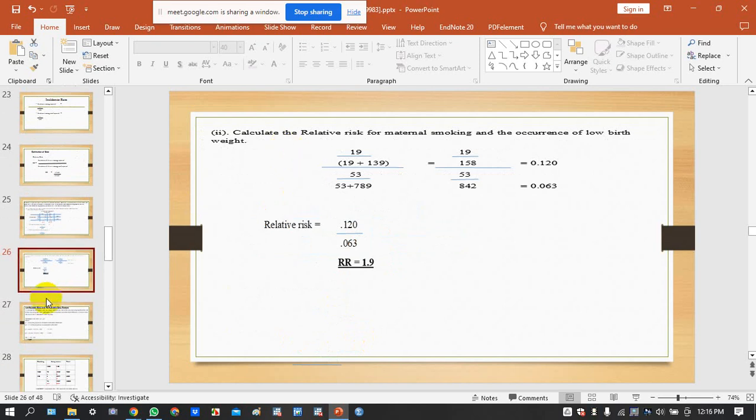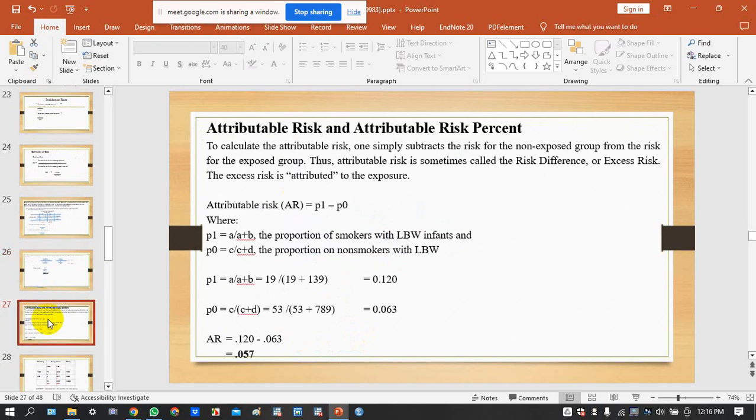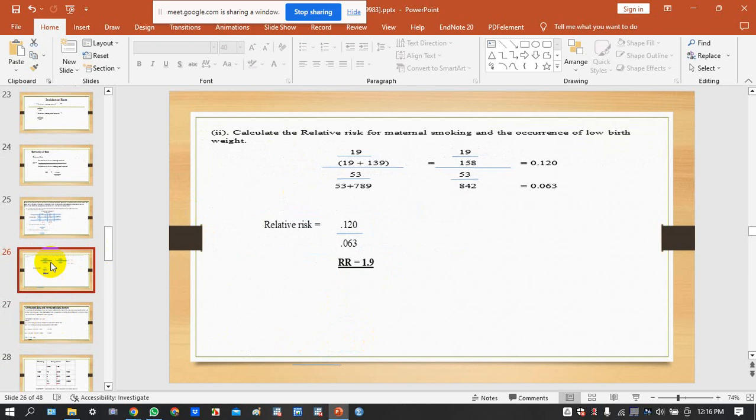So with that, we are coming to calculate the relative risk. When we calculate, we say the incidence in the exposed over the incidence in the non-exposed will give us 19 over 158, 53 over 842. That's 0.120 divided by 0.063. That gives us a relative risk of 1.9. I'll come and explain this when we get there.